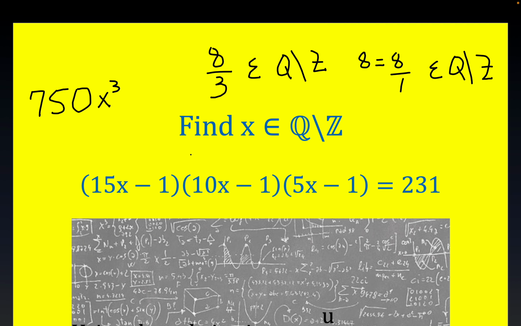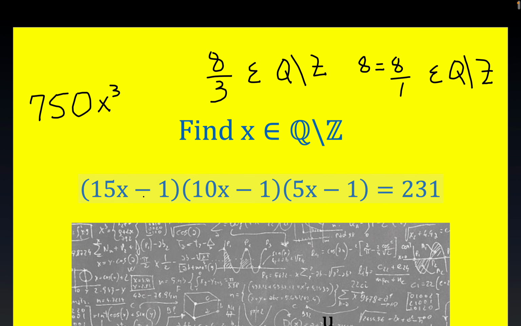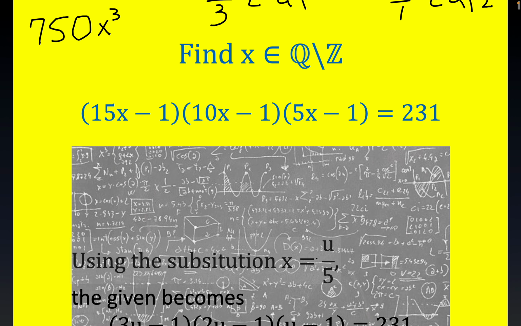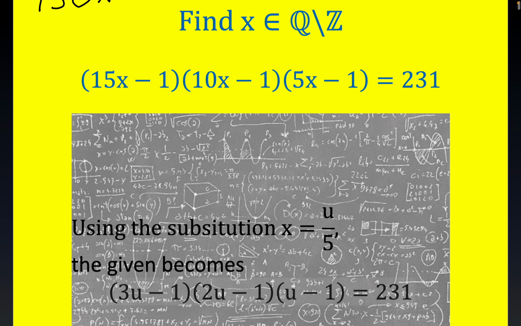Now, let's take a look at what we have here. It's factored, but we don't have 0 on the right-hand side, so you really can't make much use out of this. You could get busy right now trying to solve it, but I think it's better to try the substitution u over 5. If you let x equal u over 5, the given equation transforms to a much more tractable equation, namely (3u minus 1)(2u minus 1)(u minus 1) equals 231.